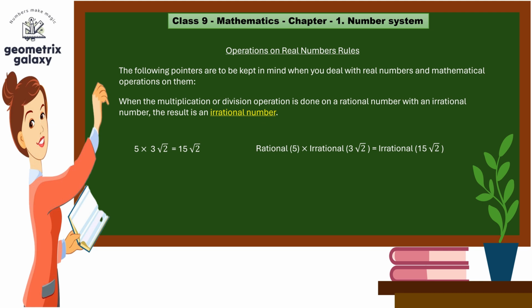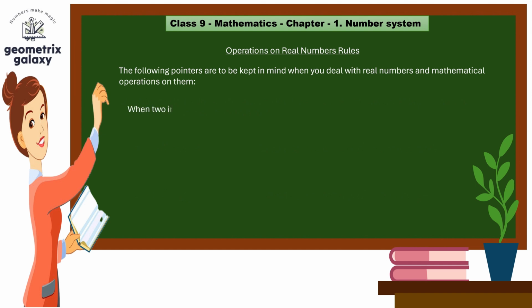Now let us see what happens when we do the division operation. So 5, a rational number, divided by 3 root 2, an irrational number, gives the result 5 by 3 root 2, which is also an irrational number. So we need to understand that if we multiply or divide a rational number with an irrational number, we will get an irrational number. Now let us see what is our next rule.